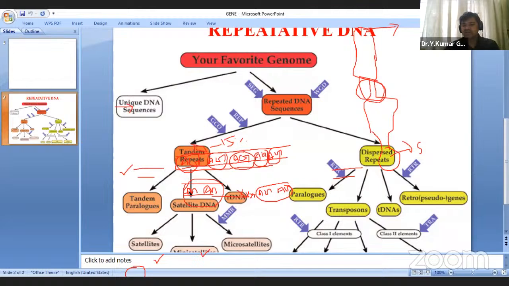So now and then, somewhere, the repetition occurs randomly. So this is called a dispersed repeat. And among dispersed repeats, the major ones are transposons and retroposons, or retrogenes. Of course, our book may not cover this, but remember that in dispersed interspersed repeats, transposons and retroposons or retrogenes are there. First, let's see transposons.